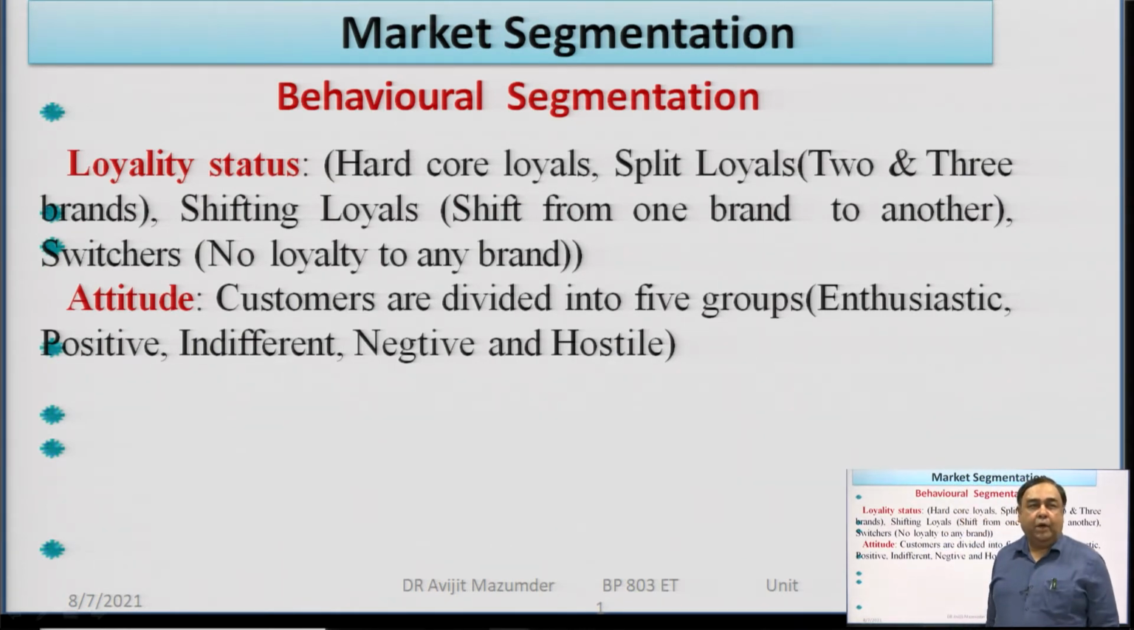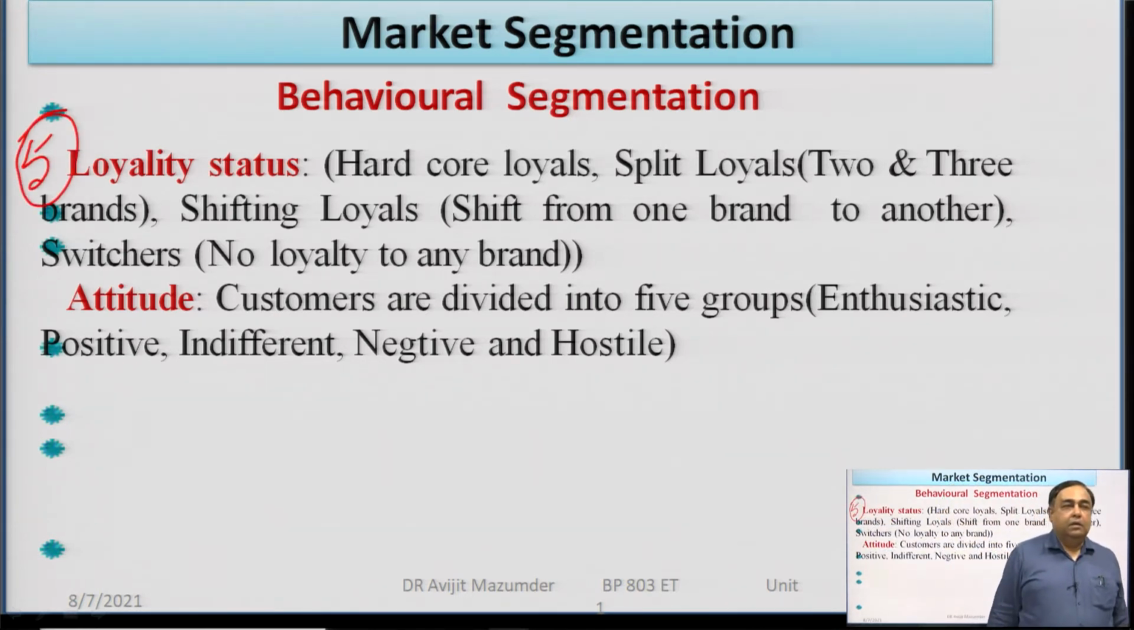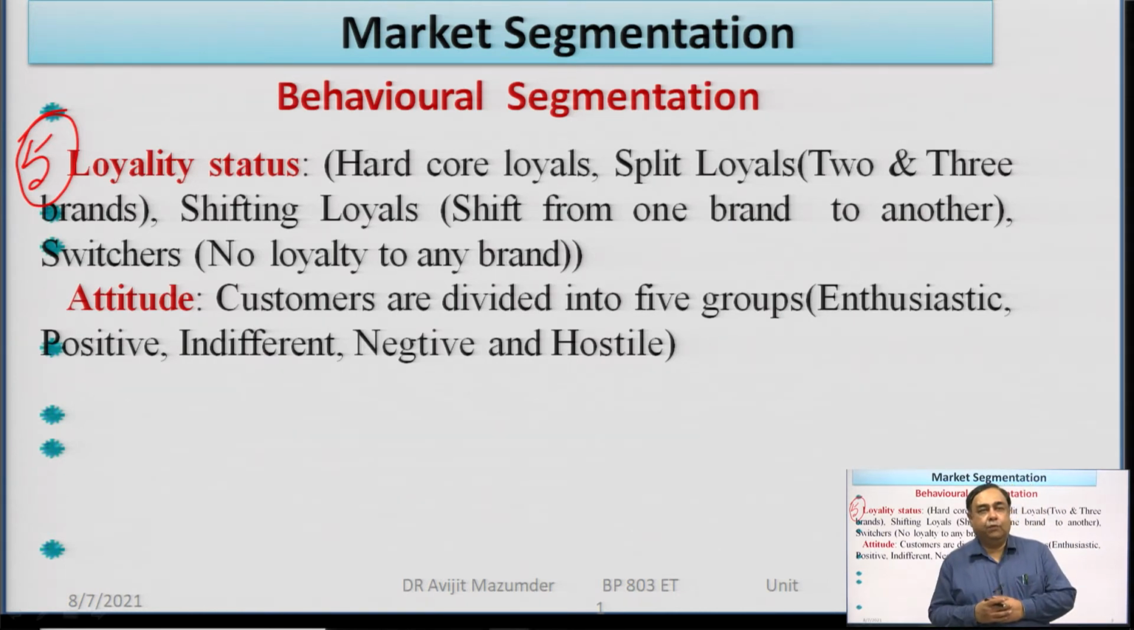Apart from this, we have loyalty status, number 5, where we classify customers as hardcore loyals. Hardcore loyals will never shift to another company's product. Split loyals have 2 to 3 companies as their brands of choice. Shifting loyals shift from one brand to another. And the last one is the switchers, who do not have loyalty to any brand. Today they purchase one company's product, tomorrow another company's. So depending on loyalty status, people can be segregated into these 4 divisions.